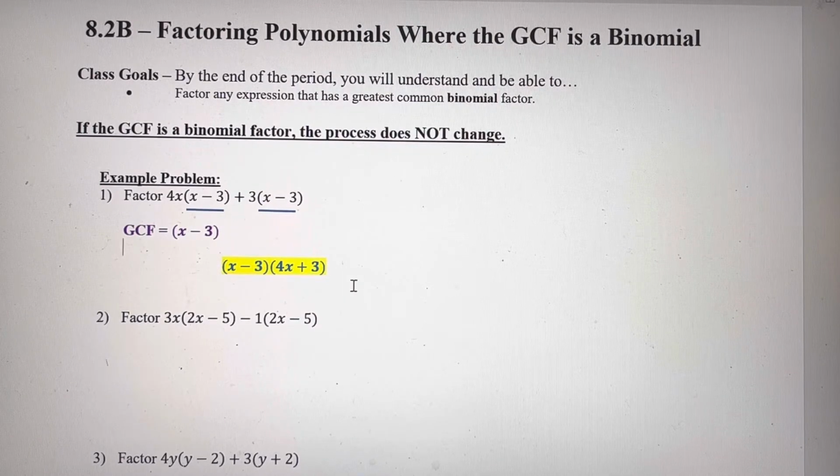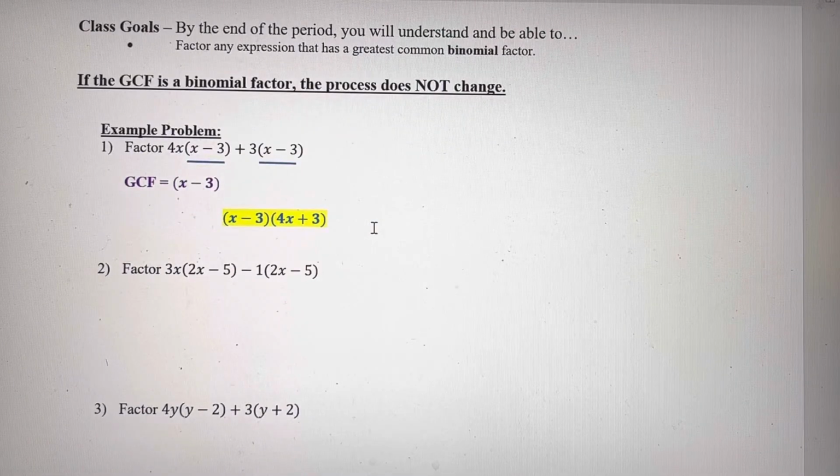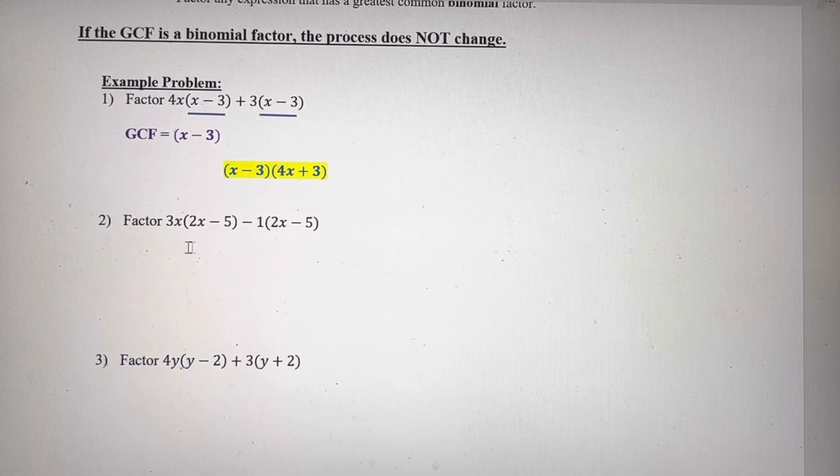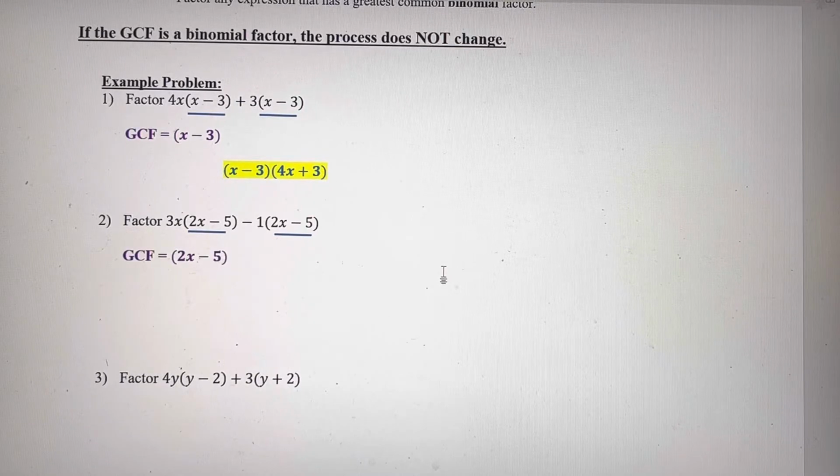This is really important going forward, because when we factor quadratic trinomials, we're going to have to use this method to factor those. It's the way we're going to introduce that to you. So, look at number 2. The greatest common factor is going to be that 2x minus 5. These match up, so I can divide each of these terms by that 2x minus 5. So my GCF is 2x minus 5.